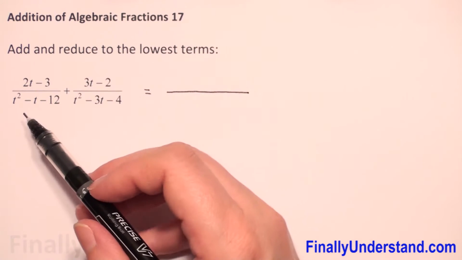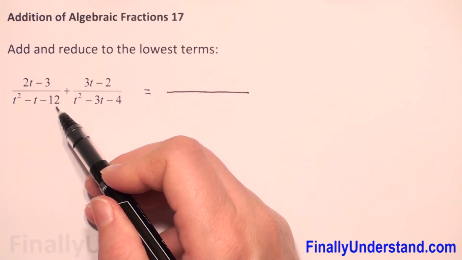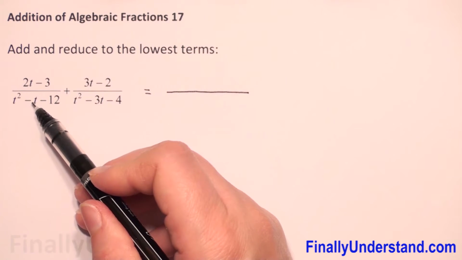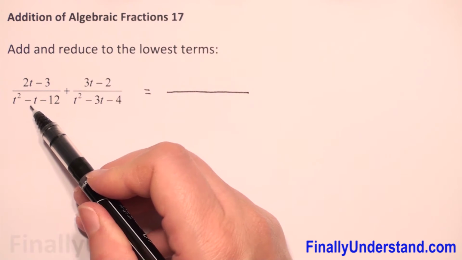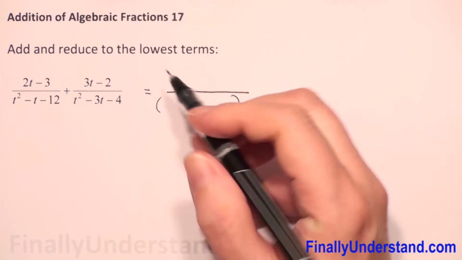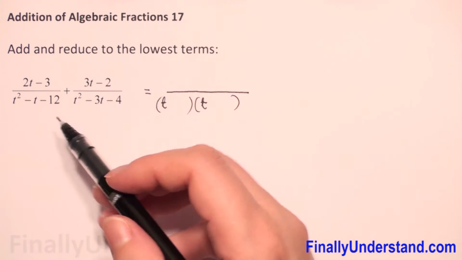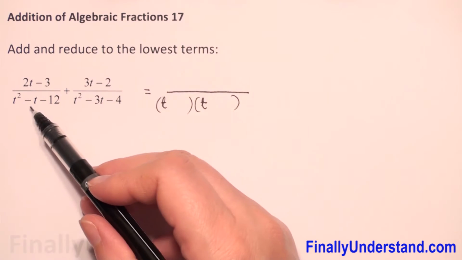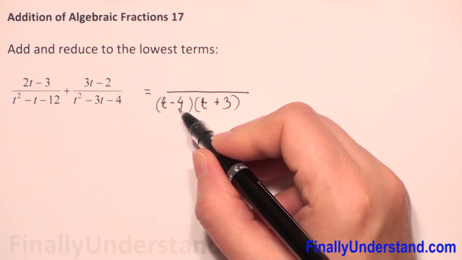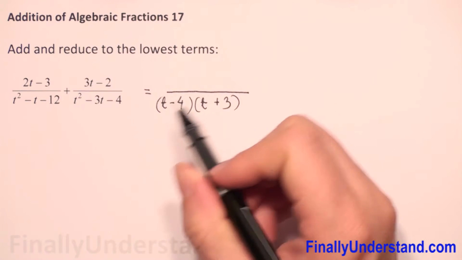Because we have t squared, and the coefficient before t is 1, I will try to find two numbers whose product gives me negative 12, and when I add these two numbers I will have negative 1. The coefficient before t is negative 1. So we have two parentheses. We have t squared, so we need to have t at the beginning. And the product must be negative 12 and the sum is negative 1. So it will be negative 4 and positive 3, because negative 4 times 3 is negative 12 and negative 4 plus 3 is negative 1.